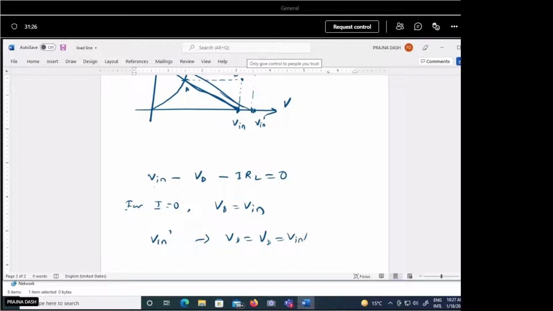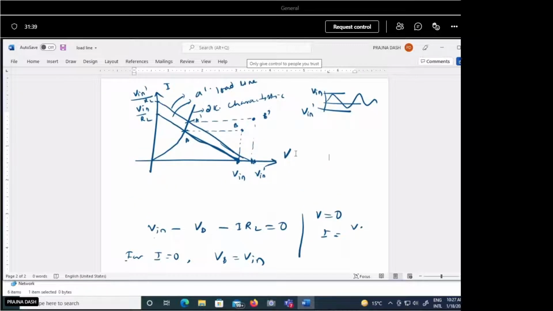For these two points, if you take V equal to 0, in this case I will be equal to Vd by RL, that is V in by RL, since the applied voltage Vd is equal to V in. In the other case, it will be V in dash by RL. So we get two points, and instead of a fixed point, we get a variable point. So for a variable point, we will have a different load line.